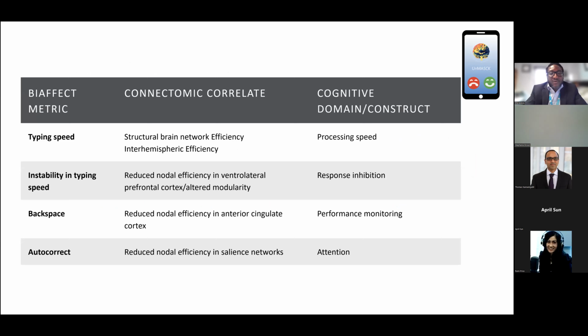And as an example of our hypotheses, we want to see if things like typing speed, which we've previously shown to be associated with processing speed, are related to brain correlates of cognitive dysfunction like network efficiency, as well as efficiency in particular key brain regions that we know are associated with these cognitive functions.